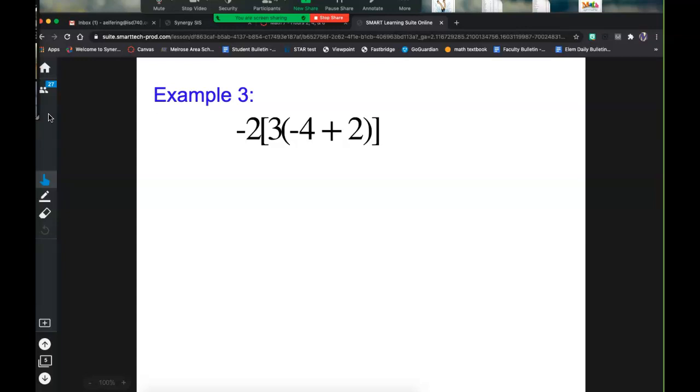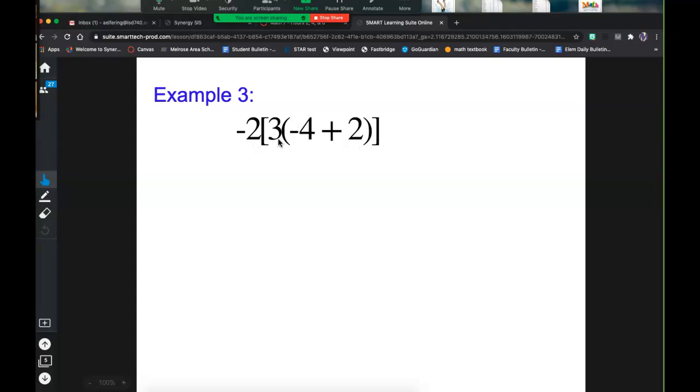Anybody at home? You can unmute yourself and talk. Go ahead, Dylan. Unmute yourself. Good. So Dylan said once you work from the innermost parentheses out. Absolutely. So you're going to start with the -4 plus 2.